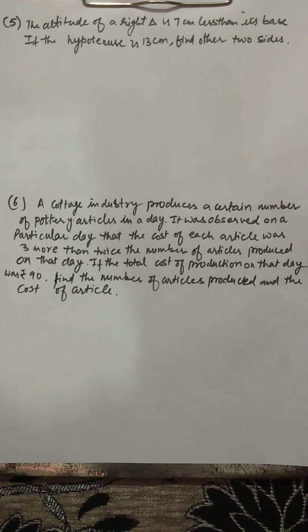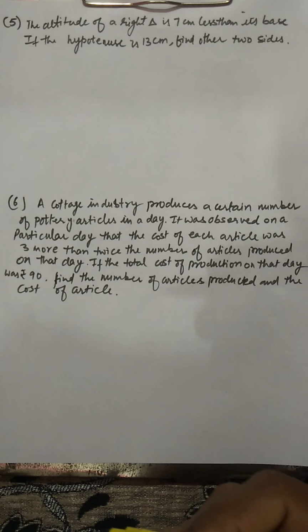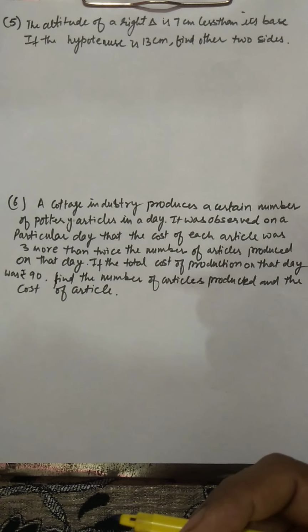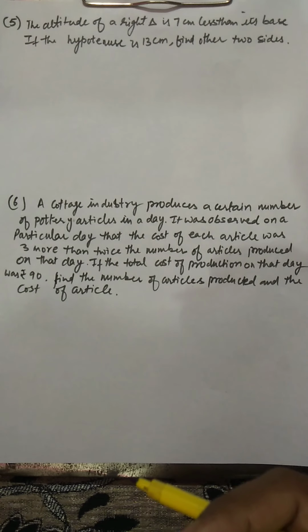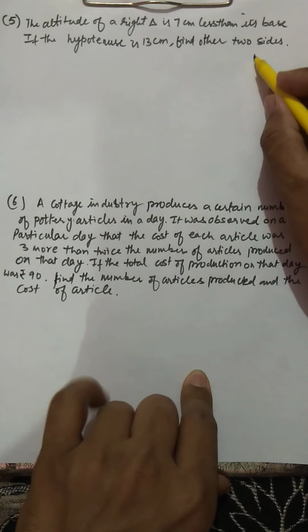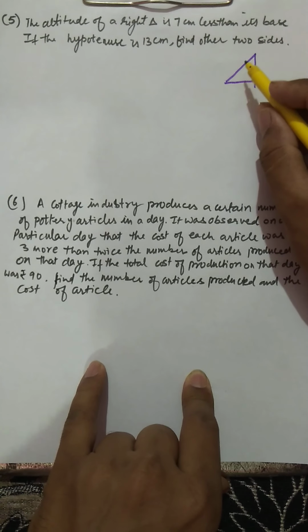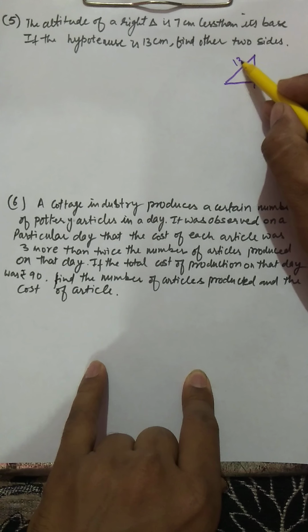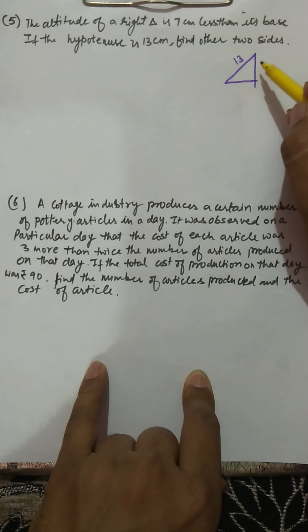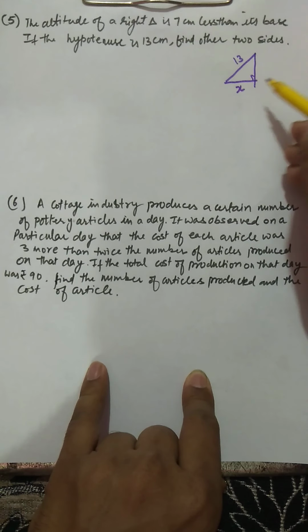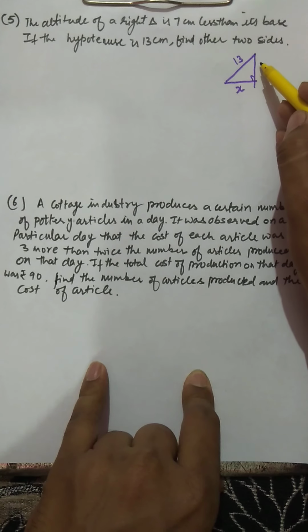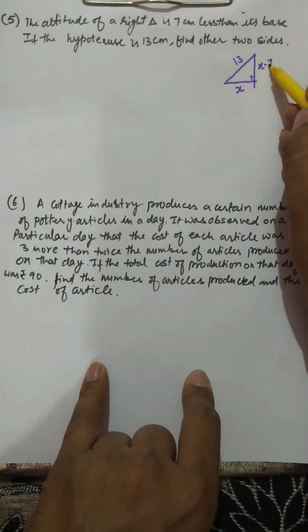Now see question number 5. The altitude of a right triangle is 7 centimeter less than its base. If the hypotenuse is 13 centimeter, find the other two sides. So you see, we'll make a right angle triangle this way and see what is given. Hypotenuse is given 13 and altitude means this is your altitude. So this is 7 centimeter less than its base. If I take x as the base, then this altitude will be x minus 7.